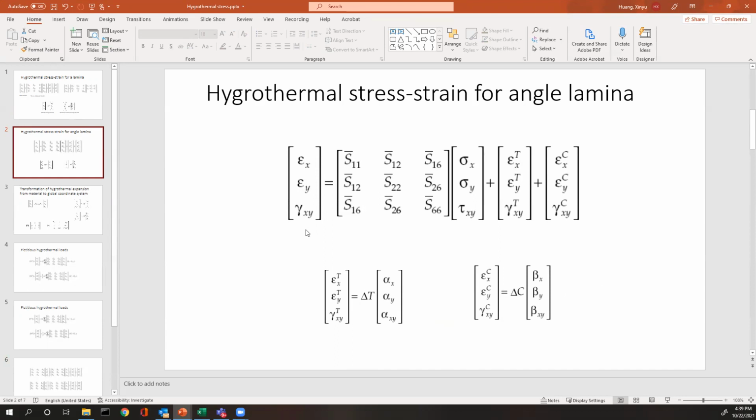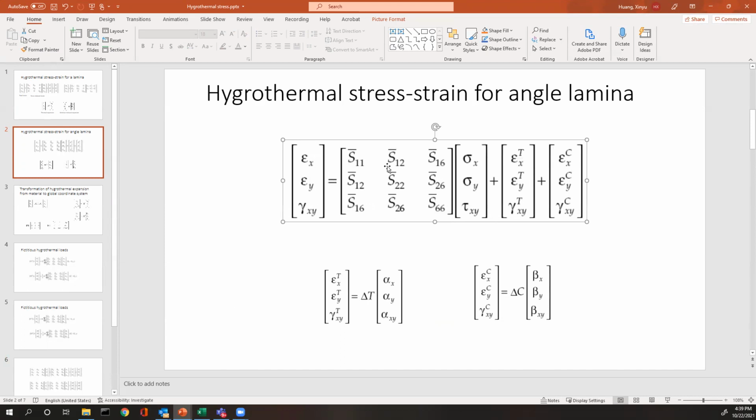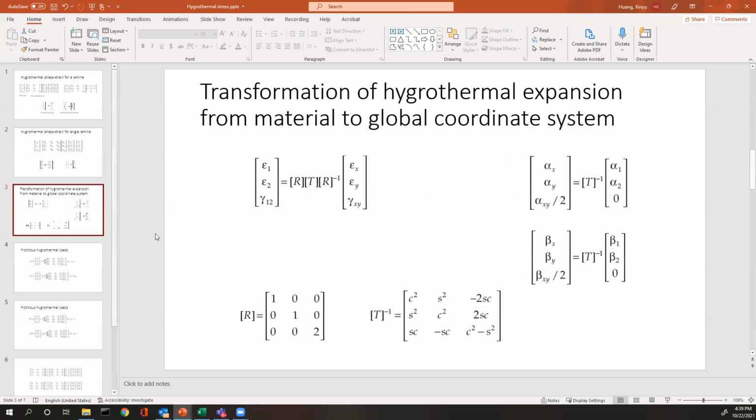What happens if you are observing the same effect, instead of from material coordinates, from global coordinates? Then you have this relationship. This is basically the same story told in different coordinates, XY coordinates. Your total strain on the left-hand side here is the sum of a mechanical effect, temperature effect, and moisture effect. Okay. And then the temperature effect is proportional to temperature, moisture effect proportional to moisture content, and the material constants.